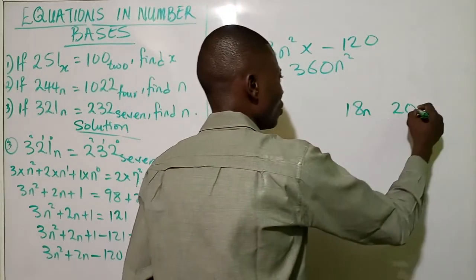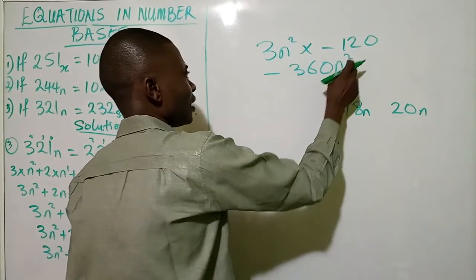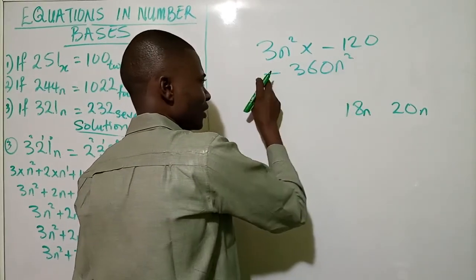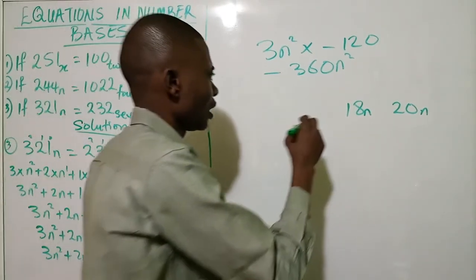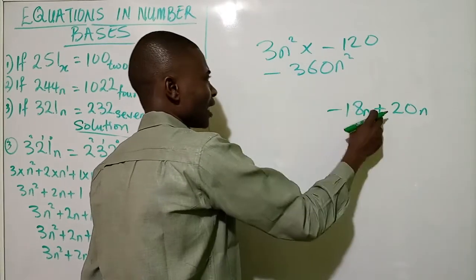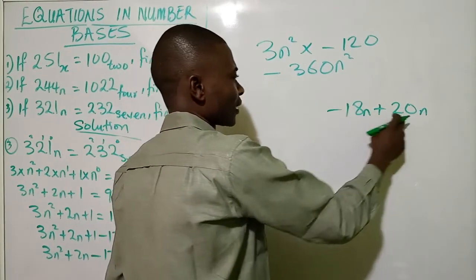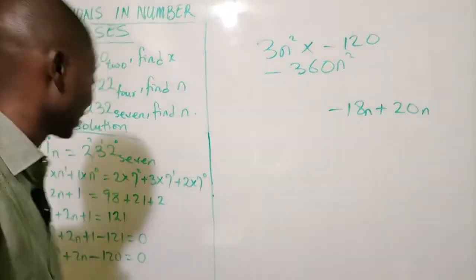We'll put n here. So 18n times 20n will give me 360n squared. But this is minus. So where will my minus be now? Let me put the minus here. Let's say this is plus and let this be minus. Minus times plus is minus. 18n times 20n is 360n squared. So that is the first condition satisfied.